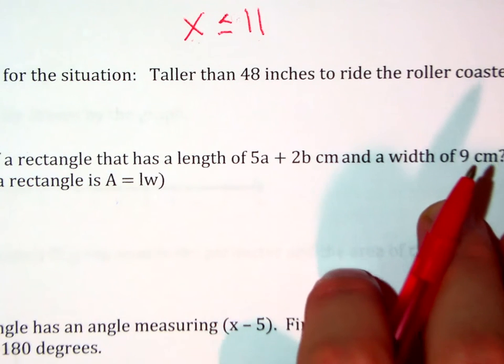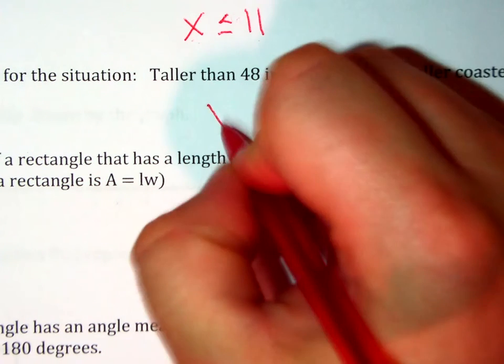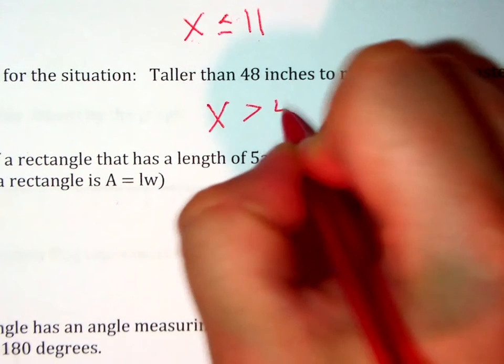Number 14, write an inequality for this situation, taller than 48 inches. X has got to be greater than 48 inches.